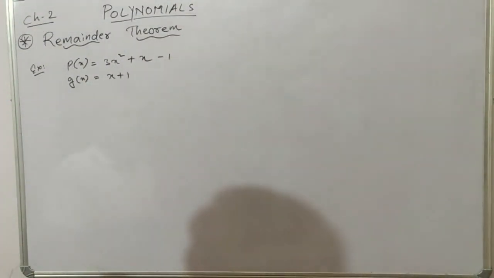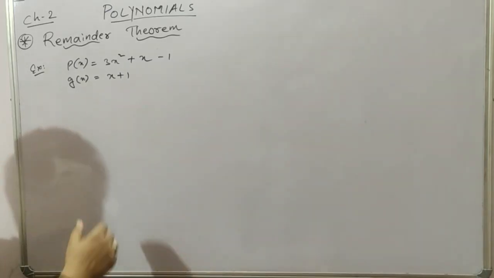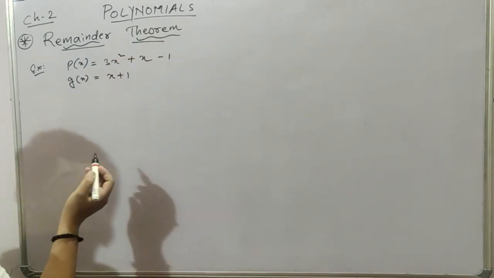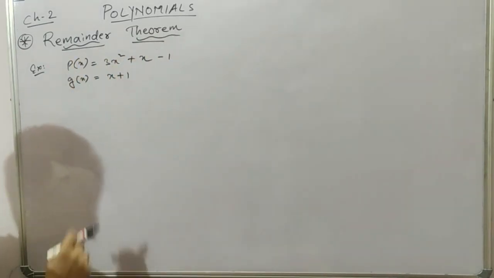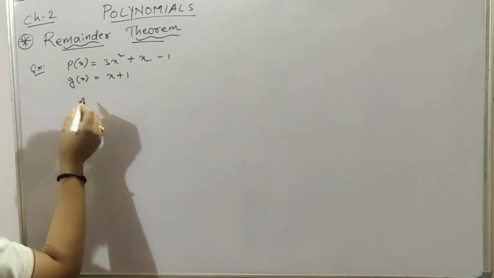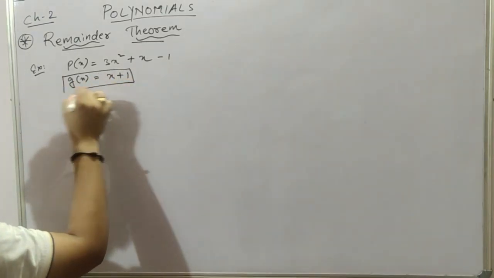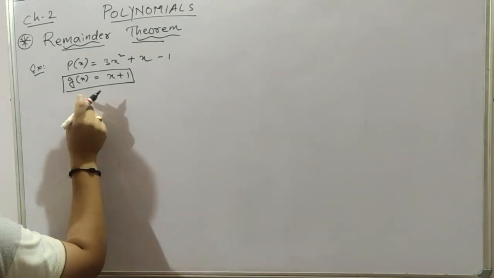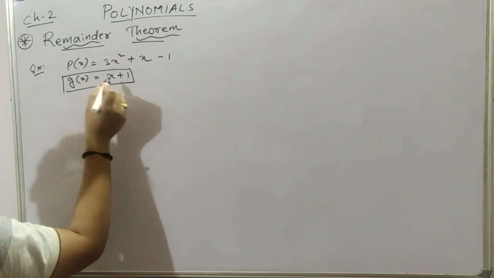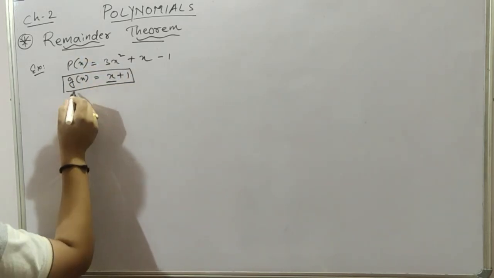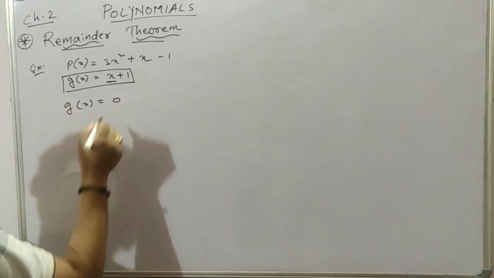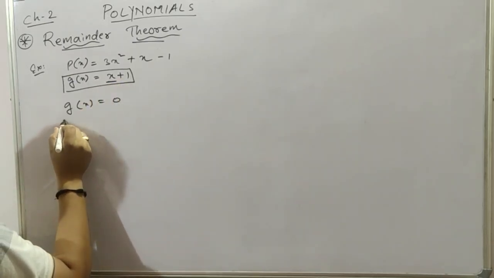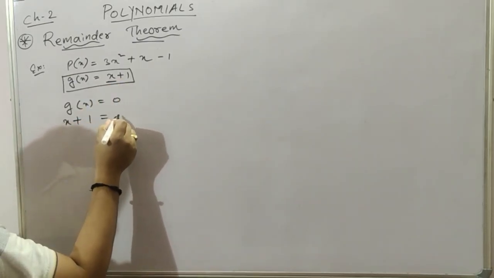Here we will take one more example, but in this example we will take a polynomial. Now how to find the remainder of this polynomial with the help of the remainder theorem? First of all, check here we have g of x, which is the divisor. So what to do? While finding this, we will find the value of x first. So consider g of x as 0. This is the first step. Now write down g of x: x plus 1 equal to 0.